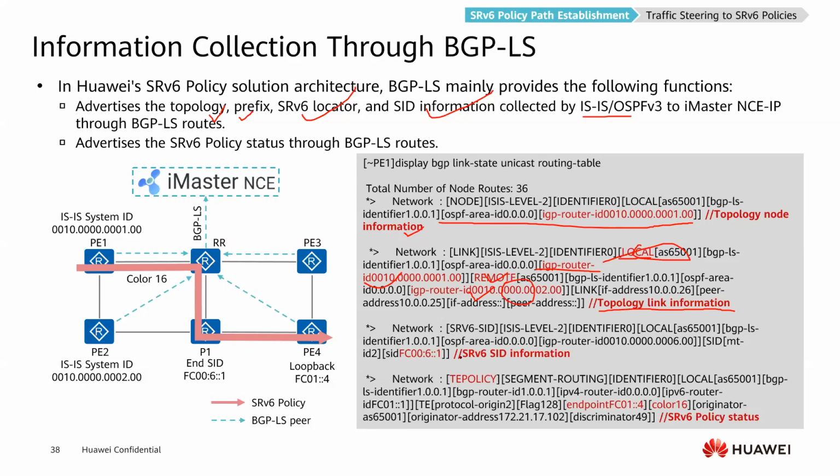We also have SRv6 information like SID and locator. You can see the locator and the SID in the BGP-LS. Also we have the SRv6 policy state, the tunnel state, whether this policy is up or not. This state will also be collected by BGP-LS.